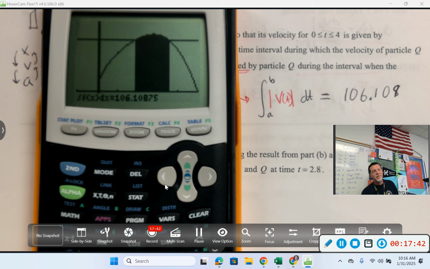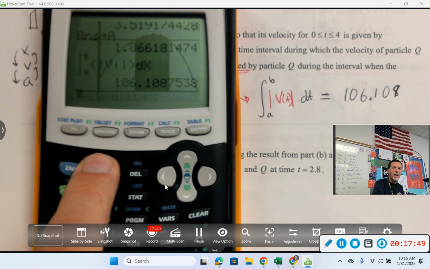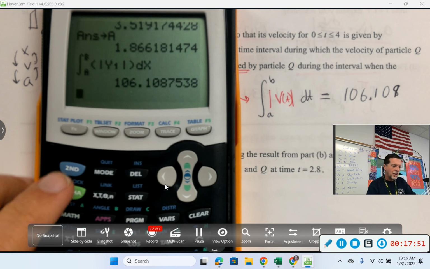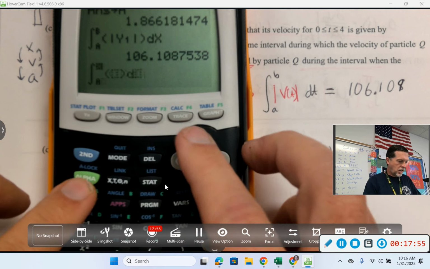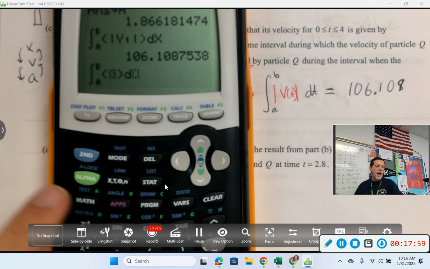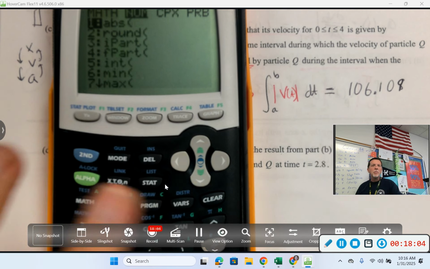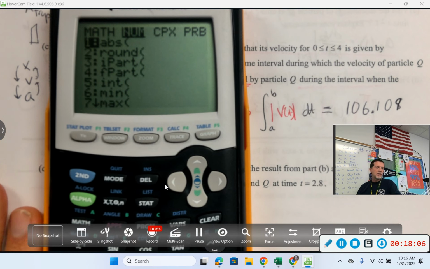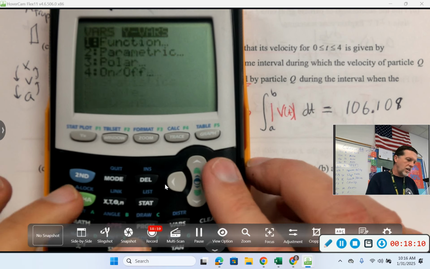Shelby? How do you get the absolute value bars? Okay, so first of all, you don't get the absolute value bars on the graph. You can only do that if you're back on this screen. So math 9 is the integral A to B, and then absolute value bars are in the math menu, and num, math num, and then abs, and then you're ready to go.